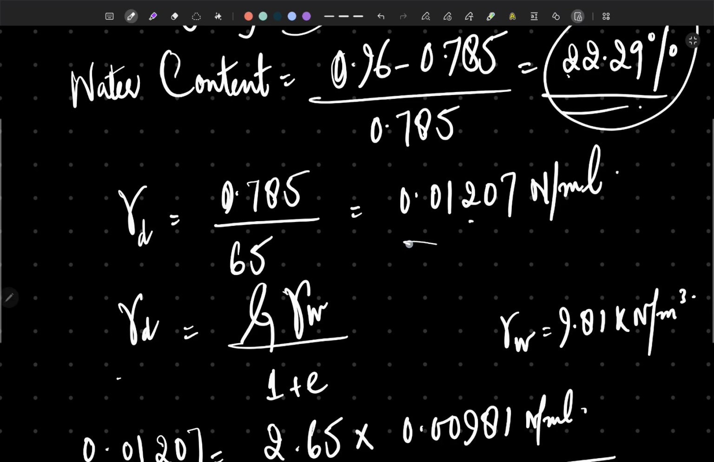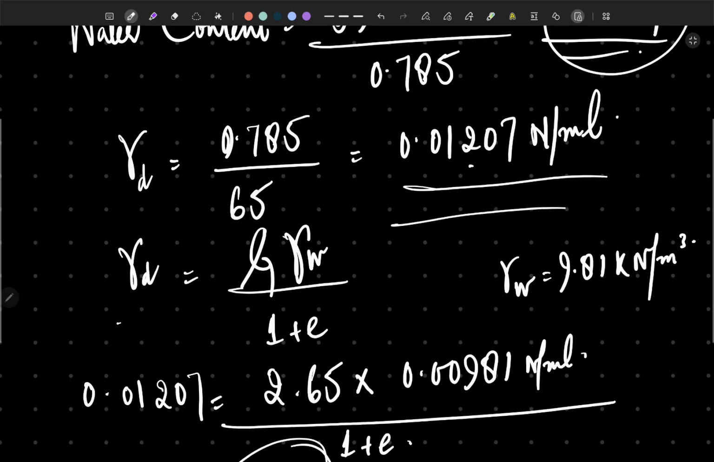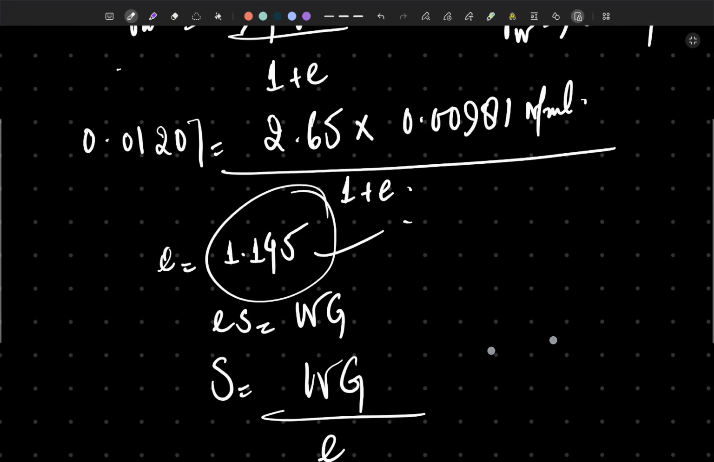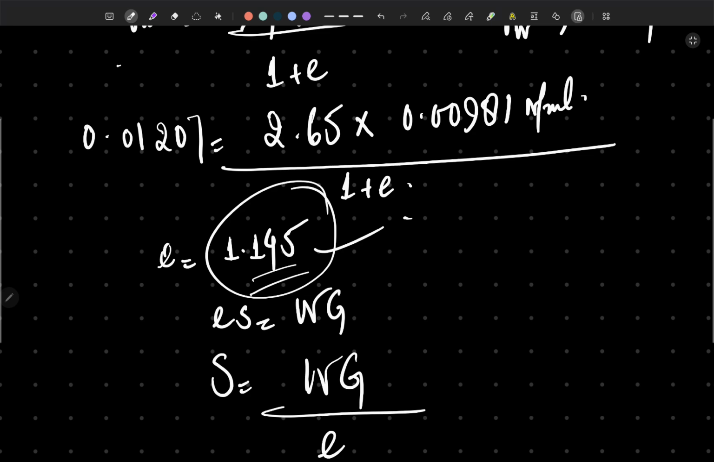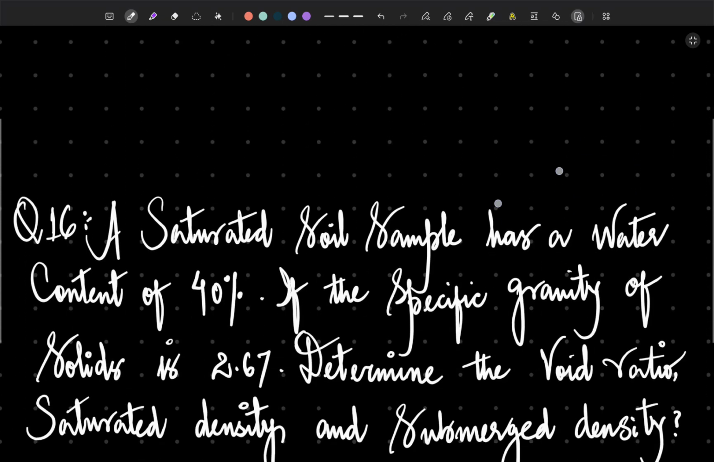0.012207 Newton per ml. Then I use one more relationship for the same dry unit weight, and I found void ratio, which is equal to 1.145, and then subsequently the degree of saturation, which came equivalent to 51.58%. Moving on to the next question.